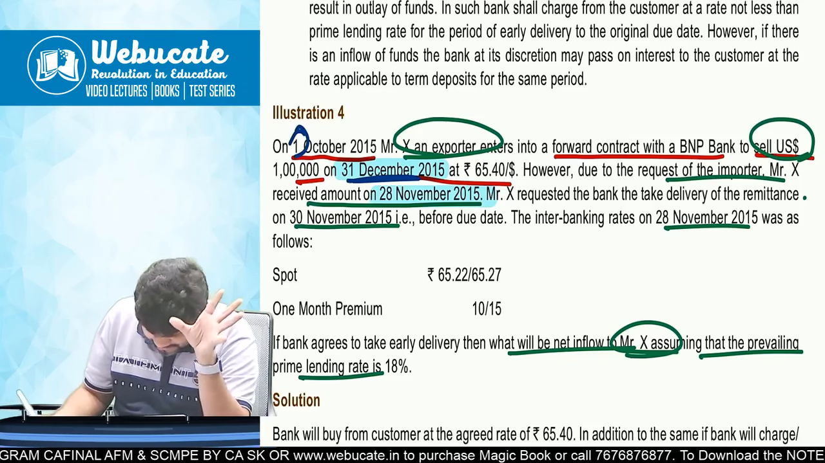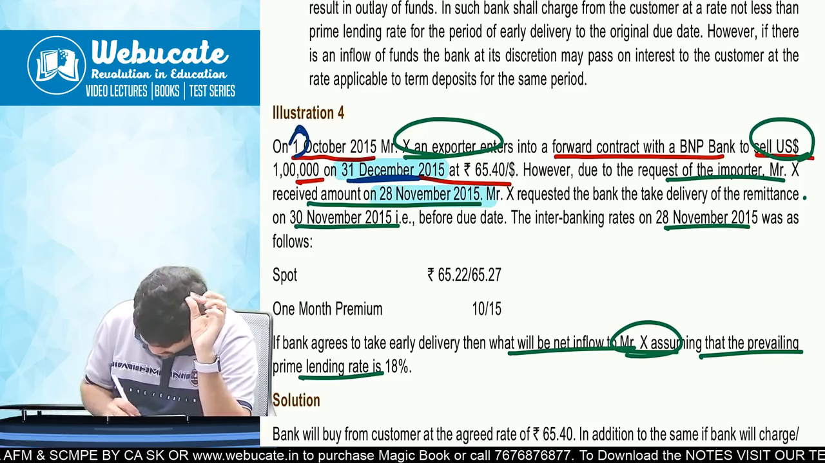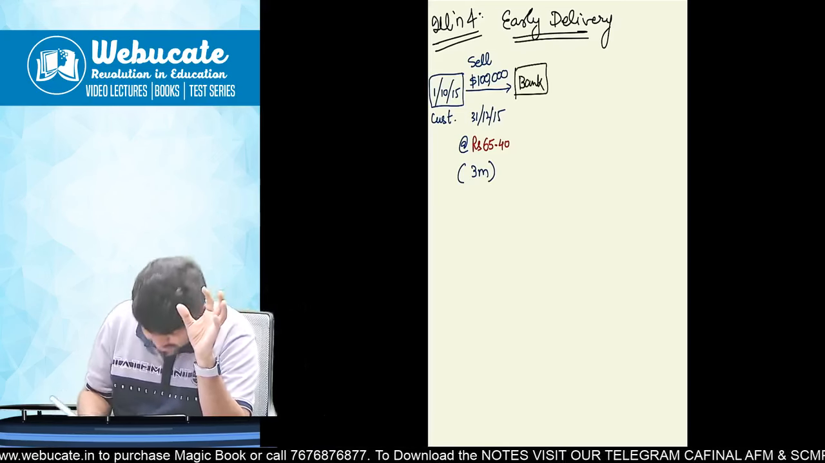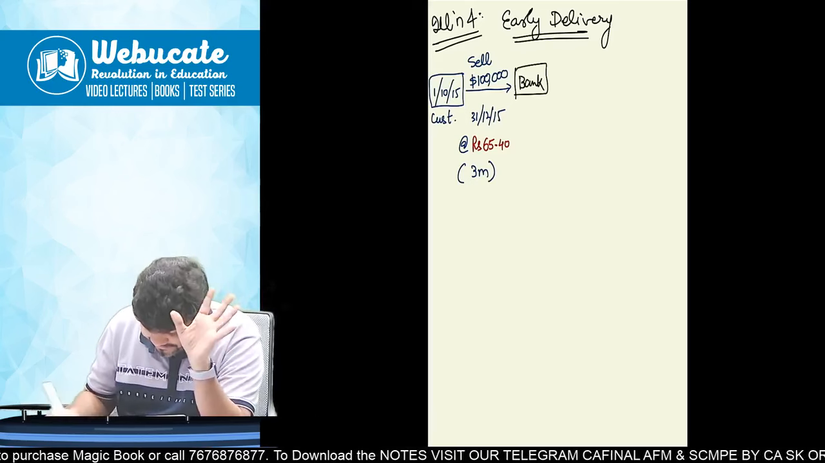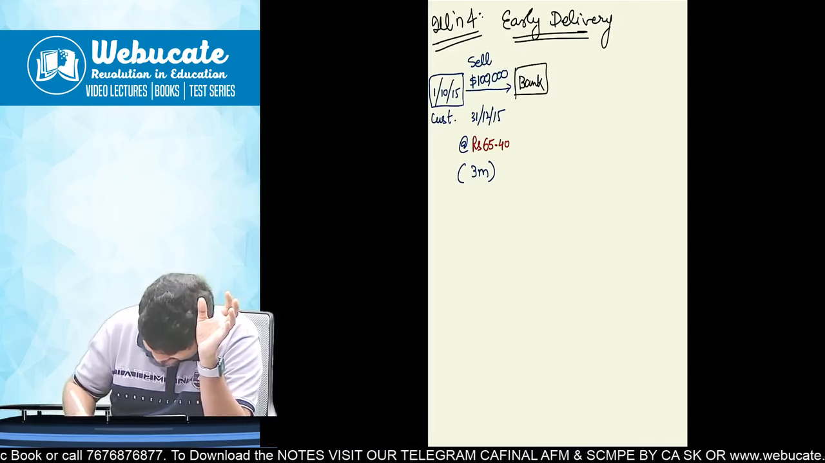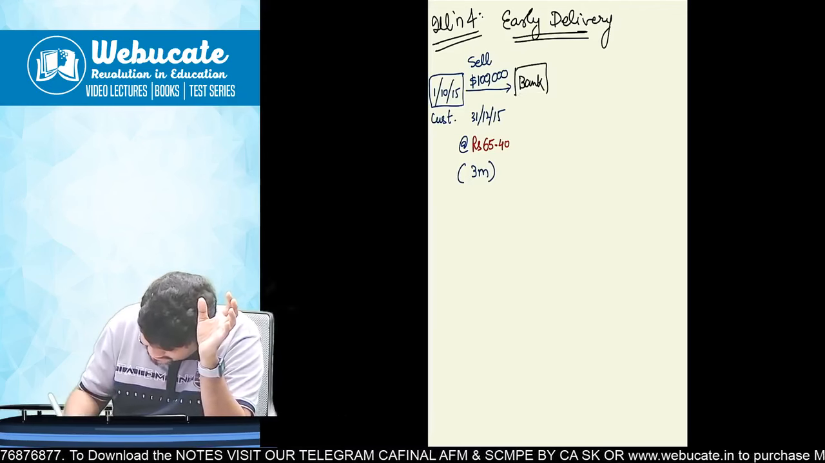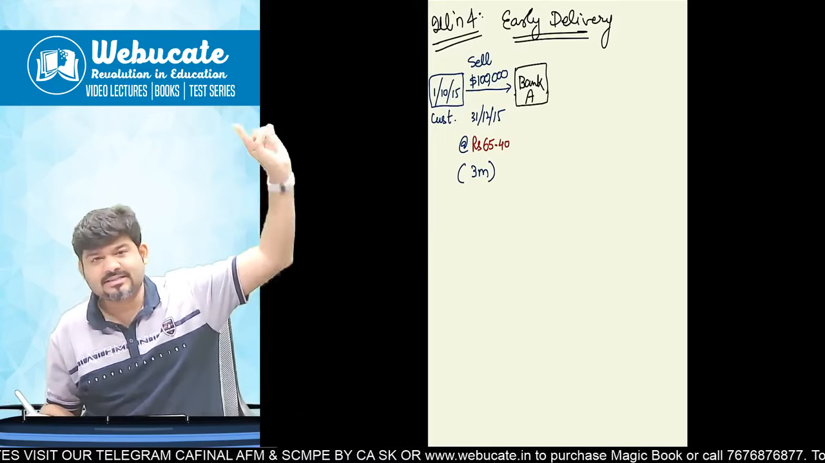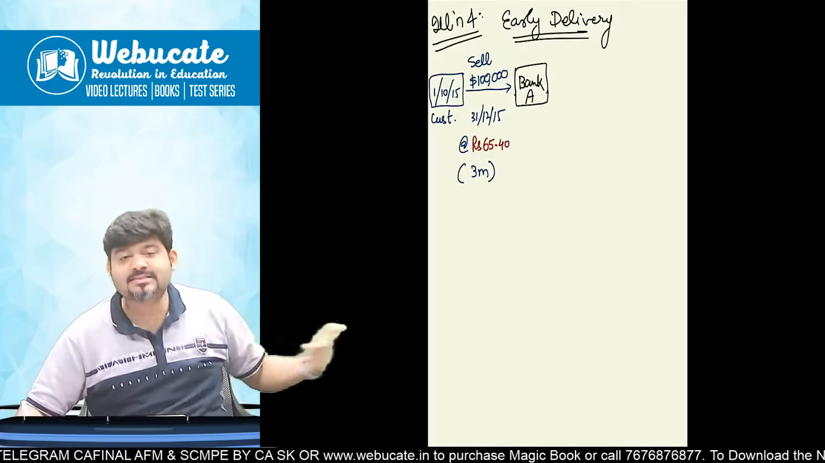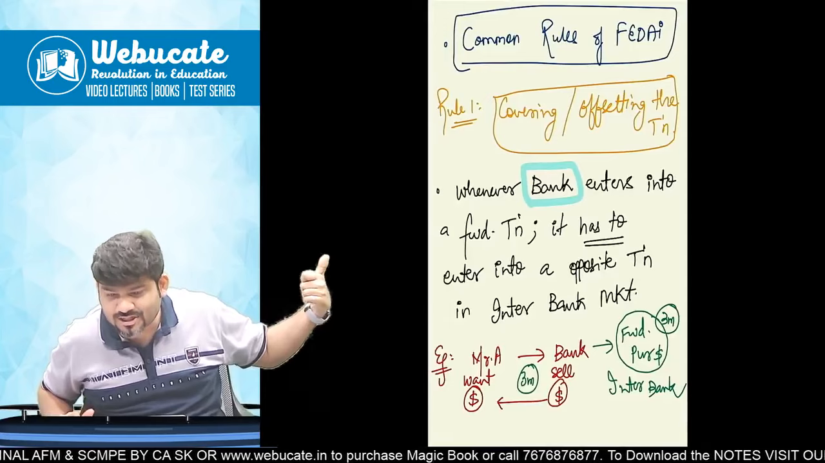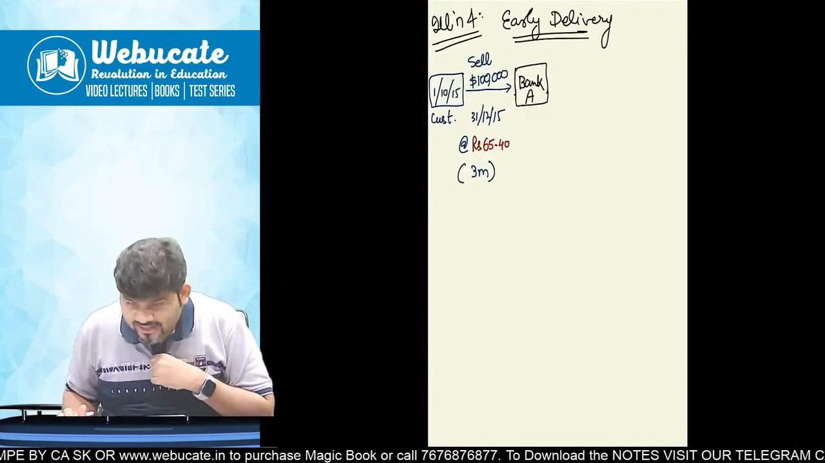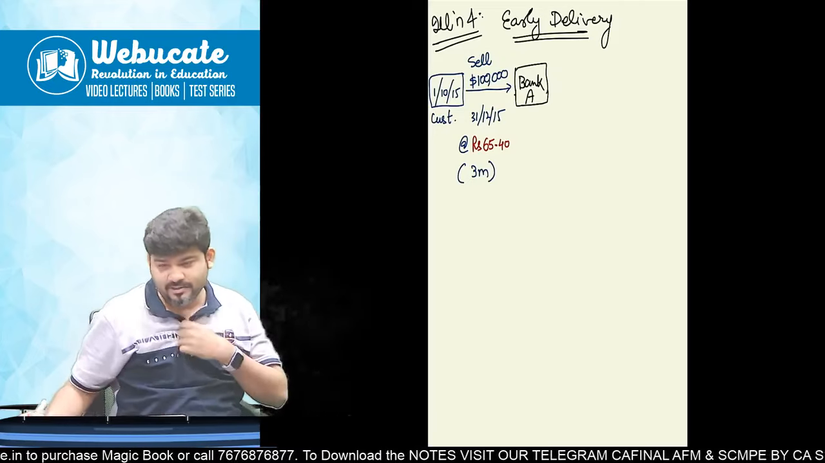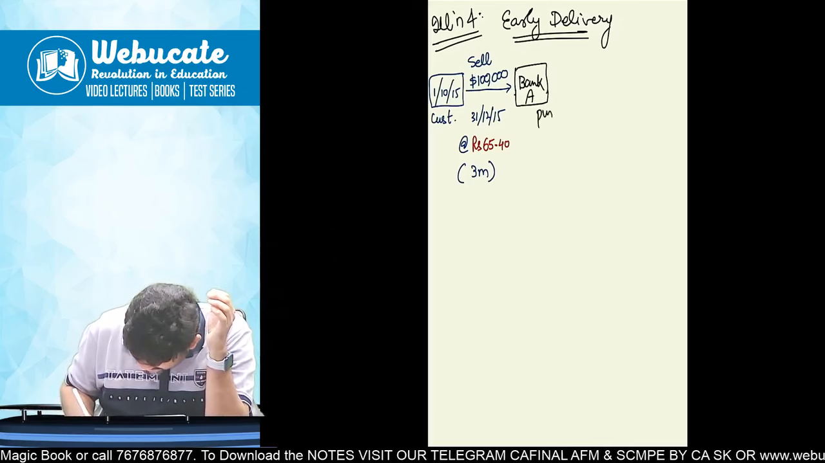Due to the request of the importer, Mr. X received... Oh, wait. Another thing would have happened on this day. This is the bank. So the customer will go to the bank 3 months later from today. What would the bank have done? Let's assume this as bank A. What would bank A have done, guys? This is the transaction done by the customer with the bank. What else would bank A have done? Correct. Can I say they would have covered the transaction, offset the transaction? How? Bank A here is going to purchase, so it will offset by selling in the interbank.